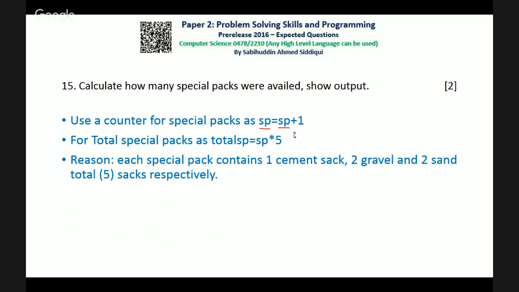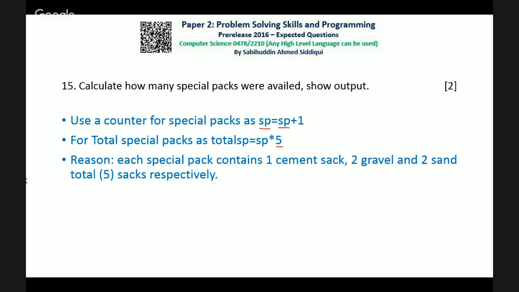That means keep on adding on every order which is of special type, and then you have to calculate the total special packs as total SP equals SP multiplied by 5. Multiply by 5, that means you have to read the reason. Each special pack contains 1 cement sack, 2 gravel and 2 sand, total 5 sacks respectively. So you will multiply that, and you will get the total number of special packs being ordered.